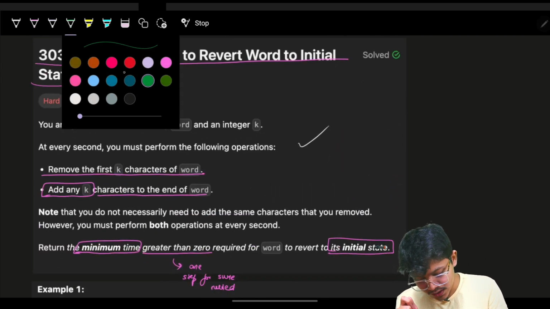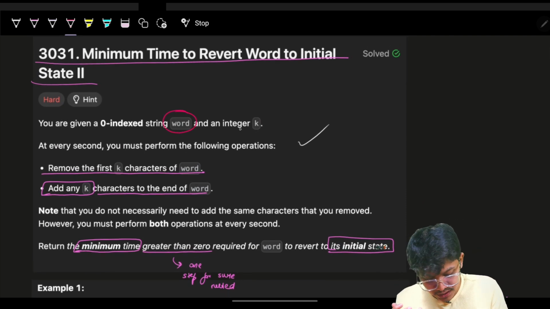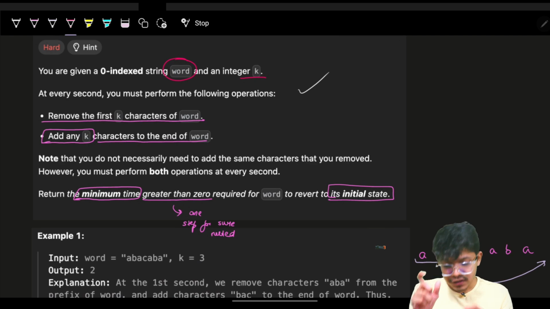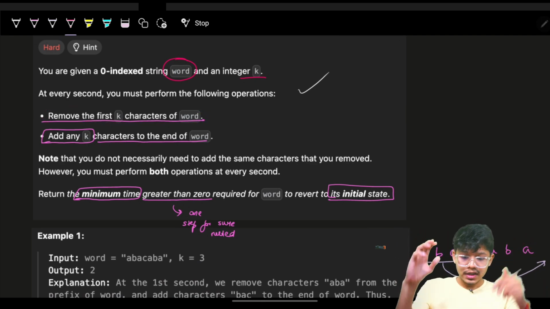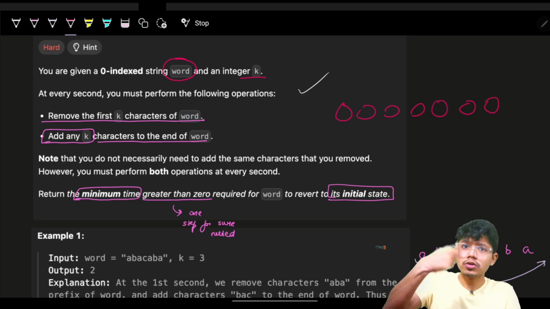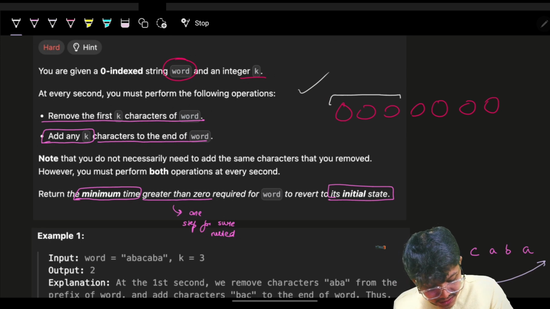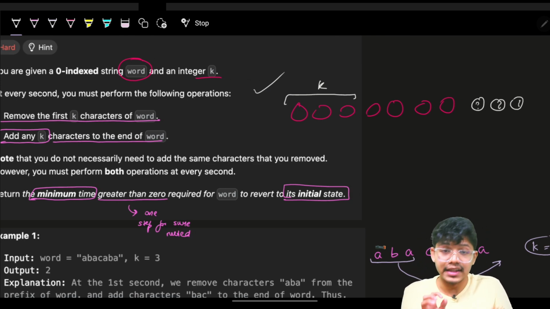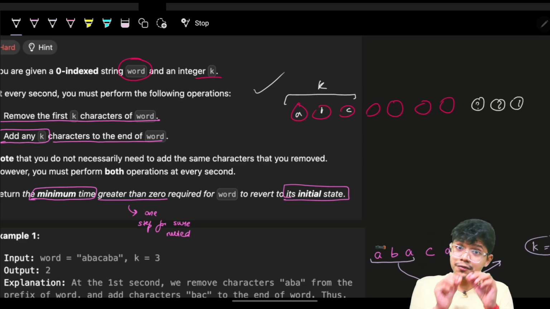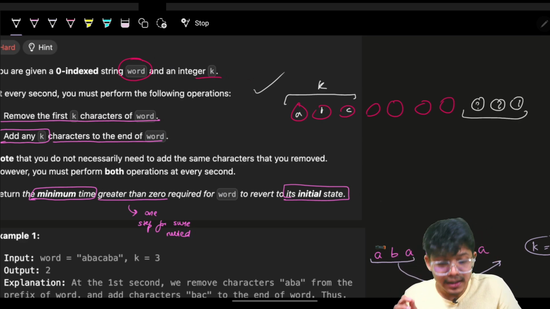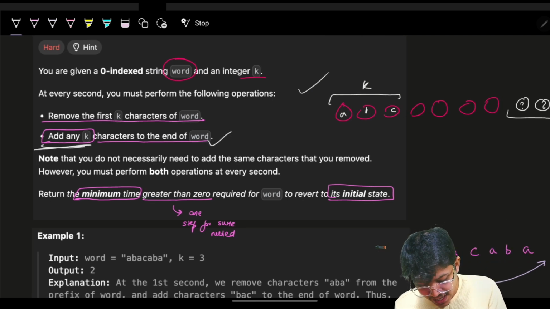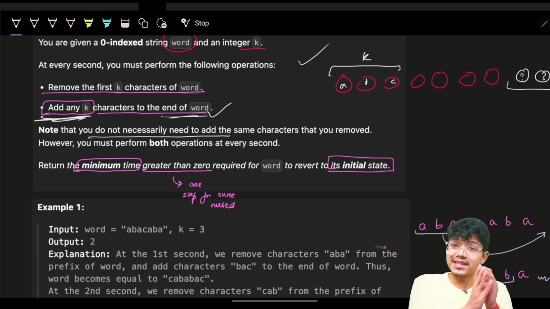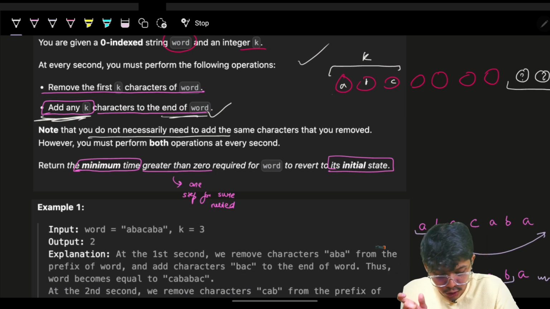The problem simply states one thing: I am given a string word and an integer k, and at every second I must perform the following operation. I will remove the first k characters of the word, which means if this is the word, I will represent every character by a circle. So I remove the first k characters, and when I remove them, I have to append any k characters in the end. Here I am removing ABC, which is fixed, what I have to remove from the starting. In the end, I can insert any k characters at the end of the word. They have mentioned any characters, which means it is not needed for them to be the same as what you have removed from the very beginning.